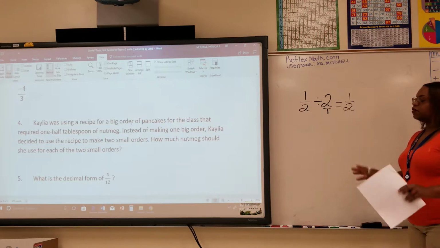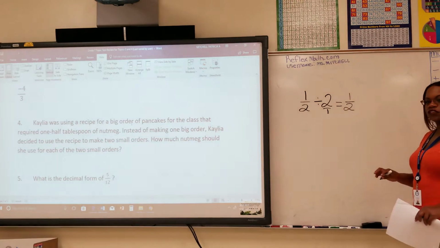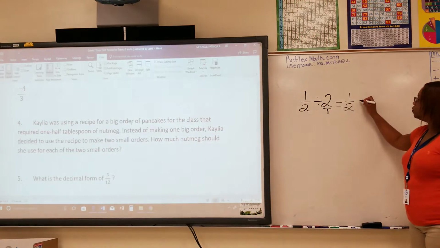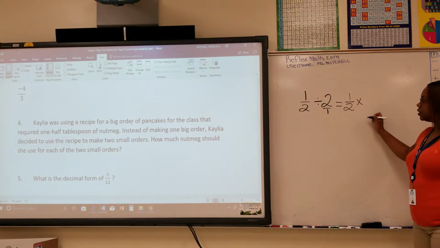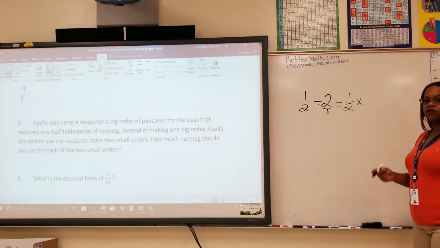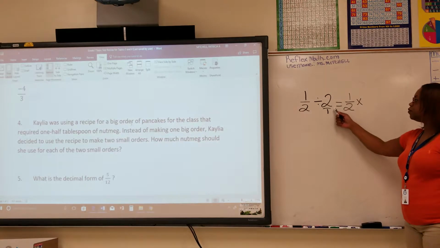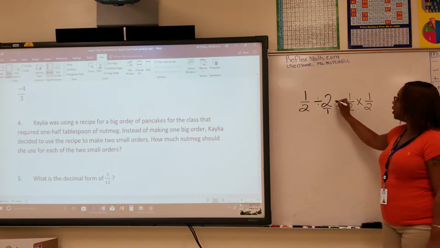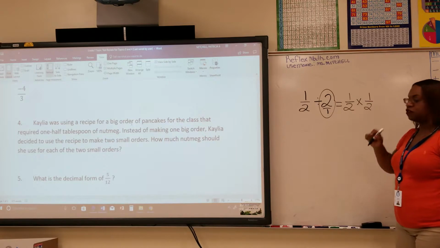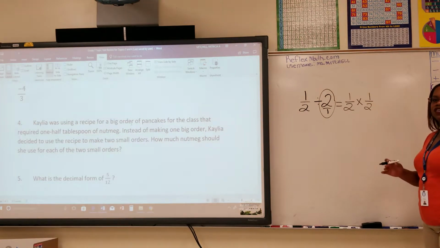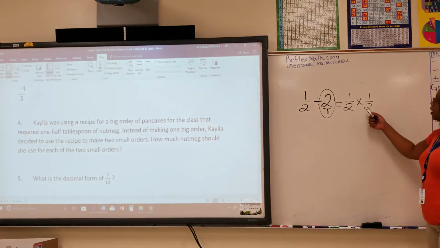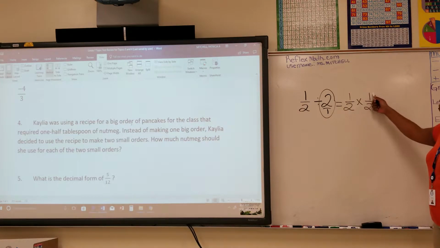Now, since we are dividing fractions and we have to take the reciprocal, now we have to change this operation to multiplication. After we change the operation to multiplication, we now have to take the reciprocal of 2 over 1, and now we have 1 over 2. Remember, we only take the reciprocal of the second fraction. When you set up the problem, you will take the reciprocal of the second fraction, not the first. Please don't do that. So now we have 1 over 2 times 1 over 2.